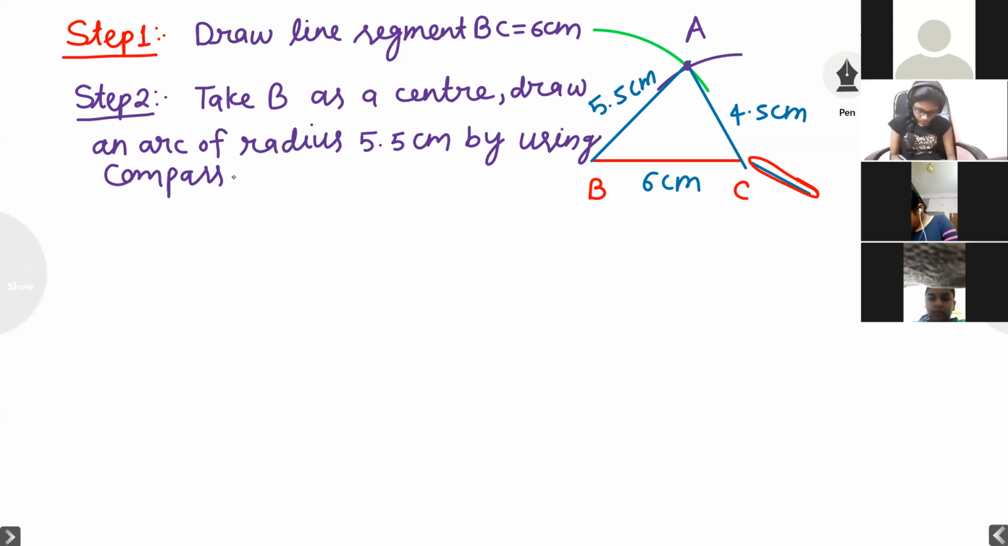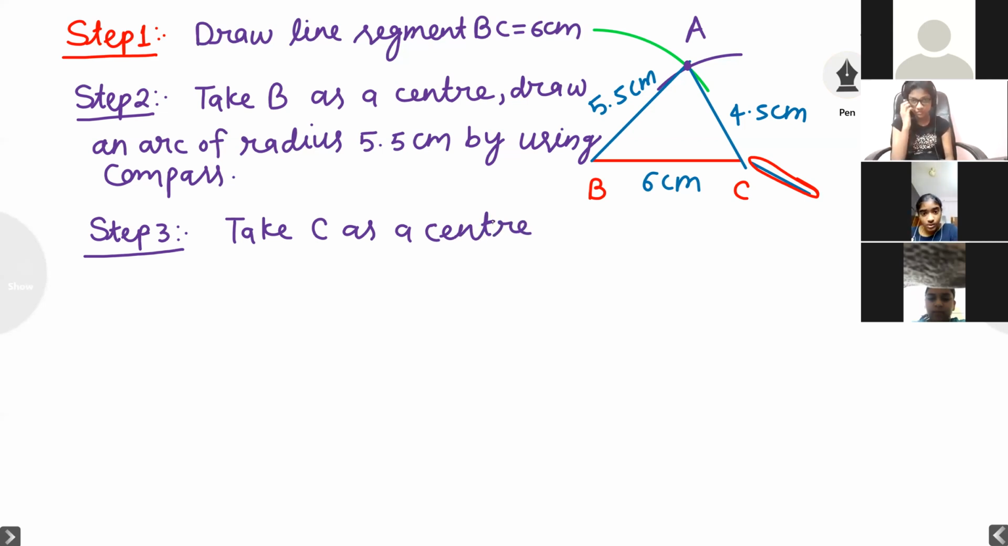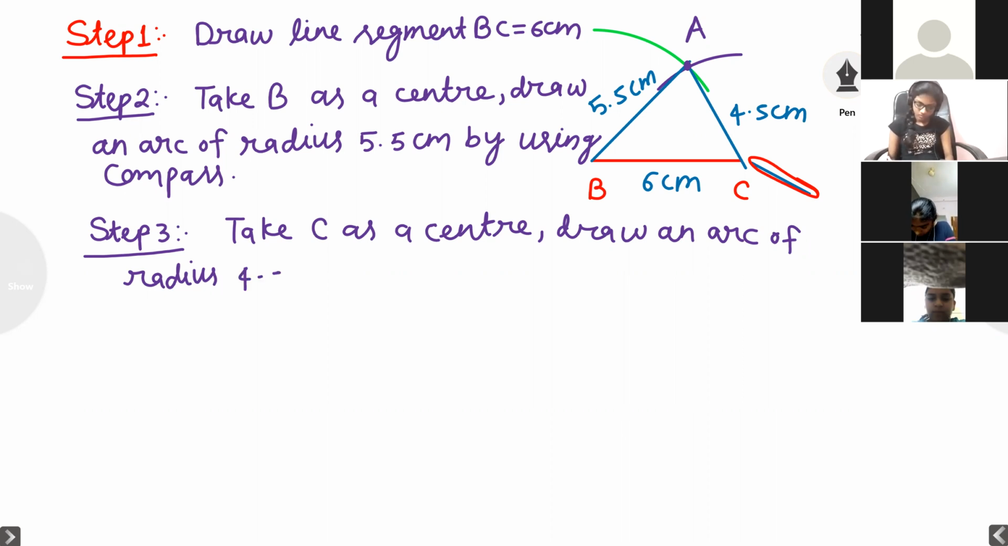Step 3, take C as a center. Draw an arc of radius 4.5 centimeter at point A.